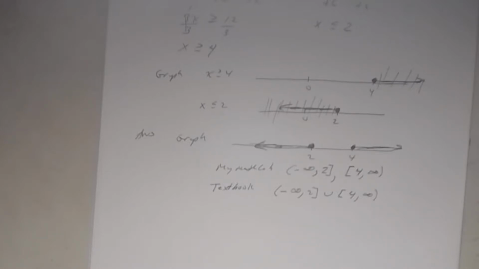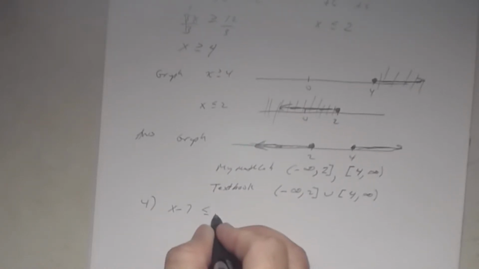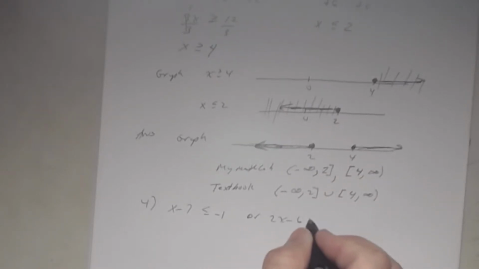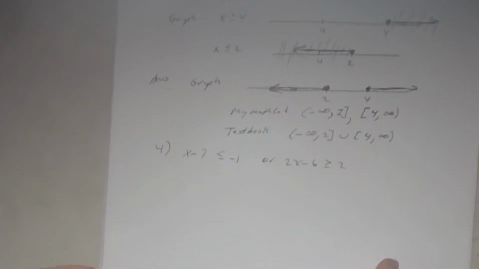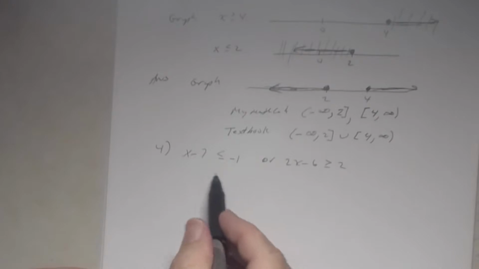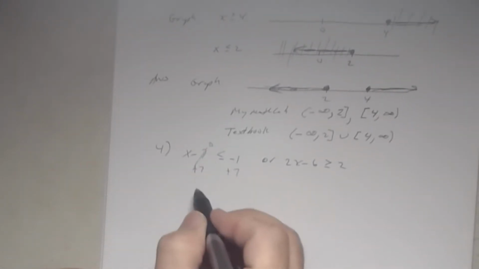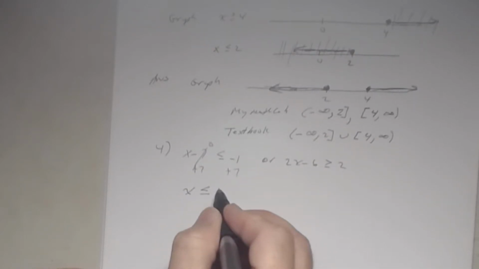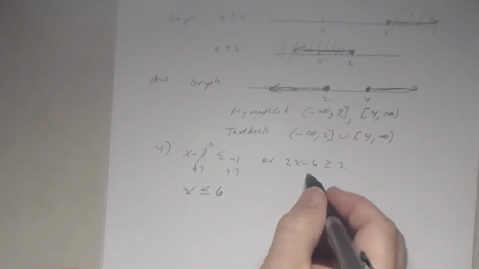So let's suppose you had x minus 7 is less than or equal to negative 1, or 2x minus 6 is greater than or equal to 2. So again, you solve each one individually. So what would you do for the first one? Okay. So the solutions to this first inequality will be any real number that is less than or equal to positive 6.